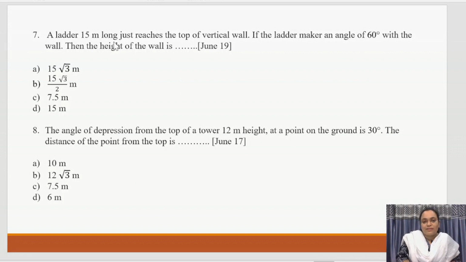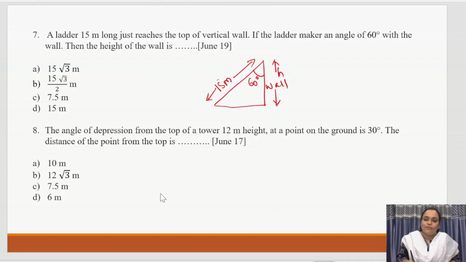A ladder 15 meters long just reaches the top of a vertical wall. So this is the ladder. It reaches the wall, and the ladder is 15 meters long. This is the wall. If the ladder makes an angle of 60 degrees with the wall, this is the wall, right? So it is making the angle of 60 degrees with the wall. We need to find the height of the wall.